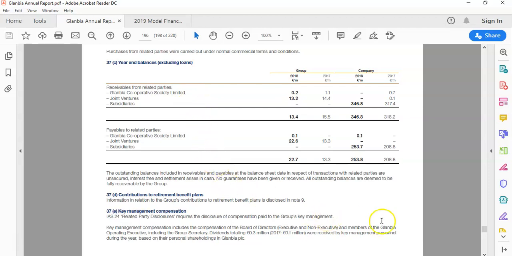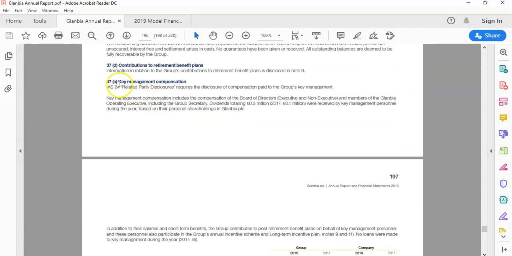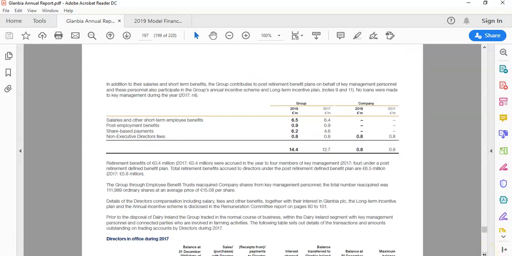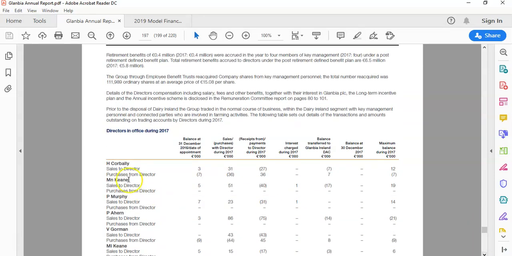And the final thing that must be disclosed here, which is an explicit requirement in IAS24, is key management compensation. How much you pay to your key management personnel and in what form. So we can see that there, salaries, post-employment benefits, which would be pensions, share-based payments, and non-executive director fees. And they actually describe it then in terms of transactions to and from directors as well.